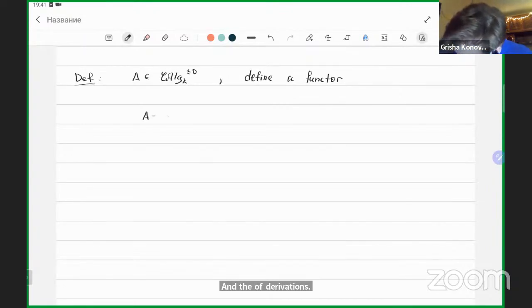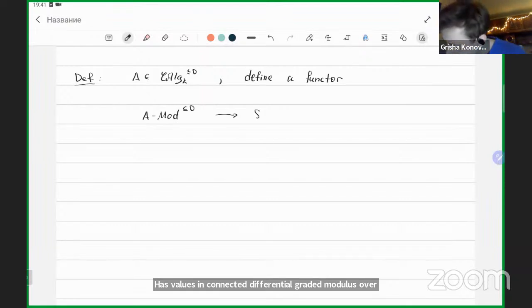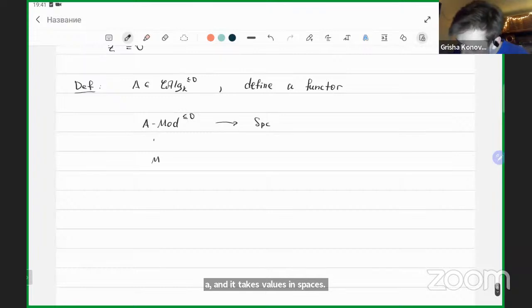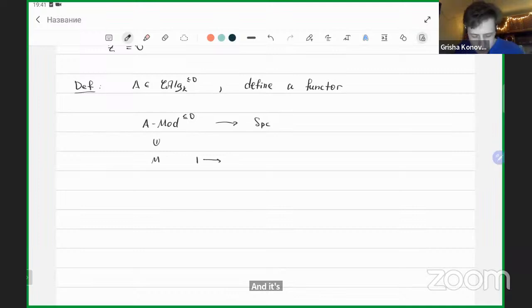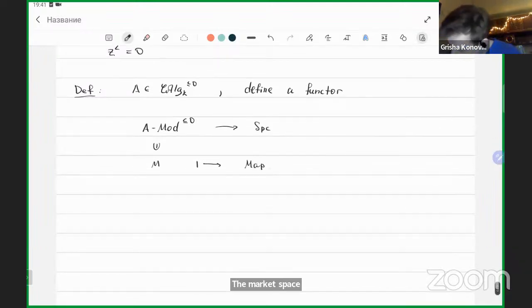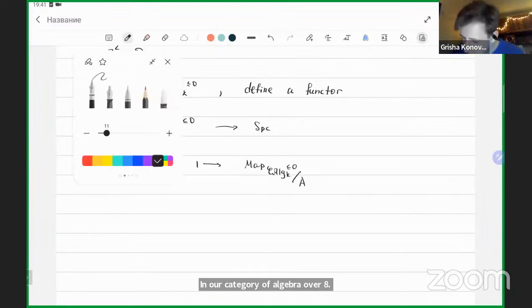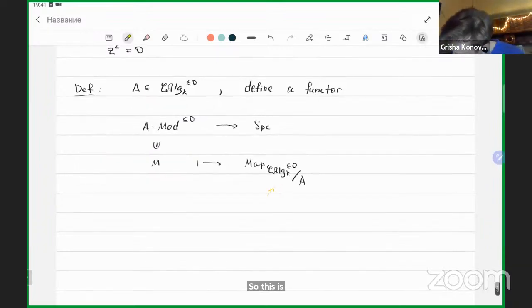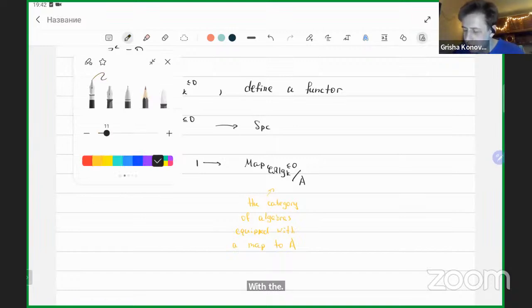This functor has values in connective differential graded modules over A, and it takes values in spaces, and it sends a module M to the mapping space in our category of algebras over A. So this is the category of algebras equipped with a morphism to A, or a comma category, in other words.